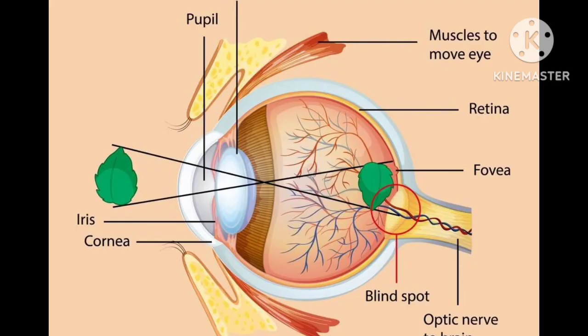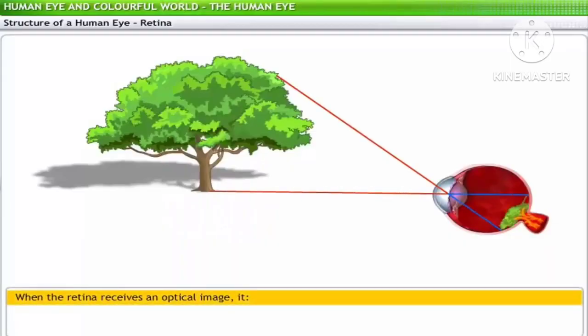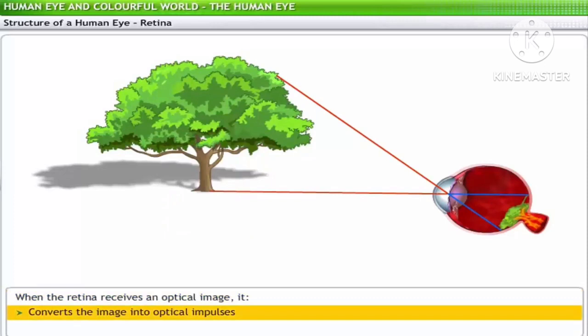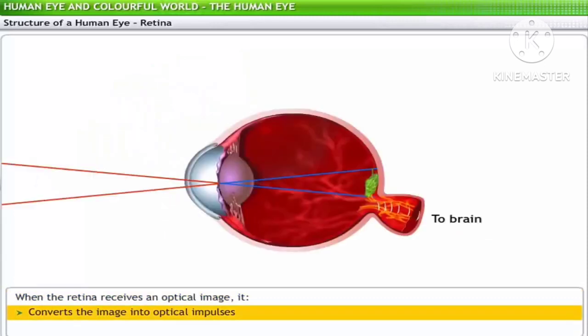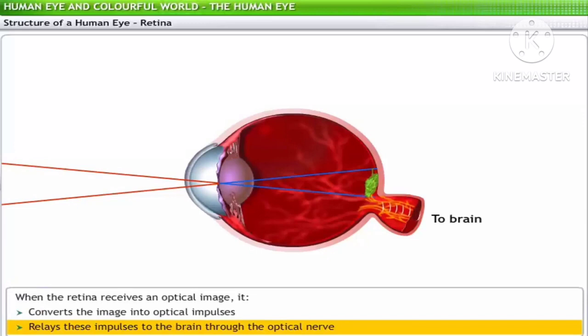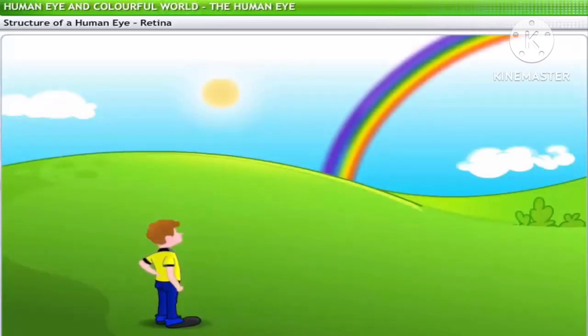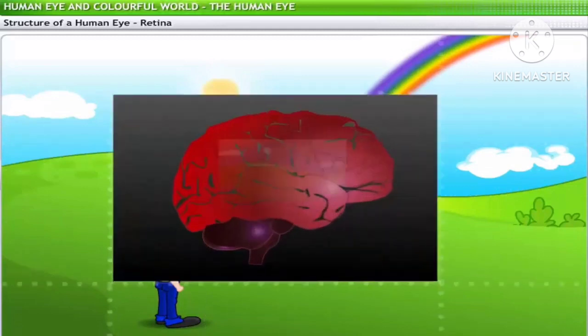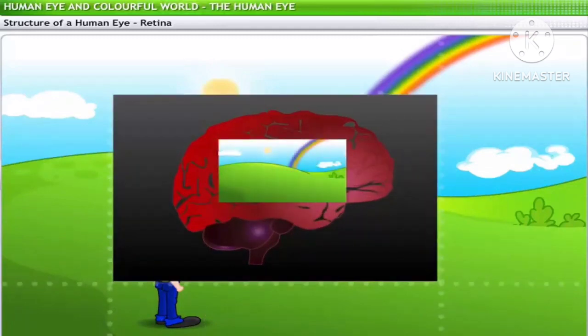In today's video, we will learn how the image is formed in our eyes. Let's start. When the retina receives an optical image, it converts the image into optical impulses and relays these impulses to the brain through the optic nerve. The brain then interprets these signals into an image of the object viewed through the eye. That's how the eyes help us to see.